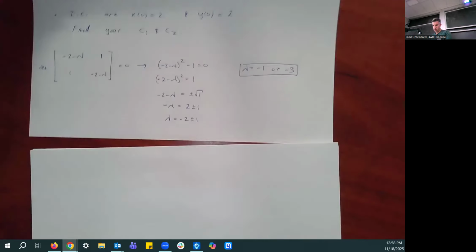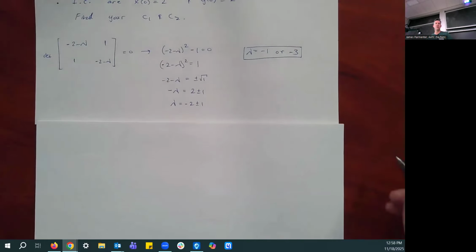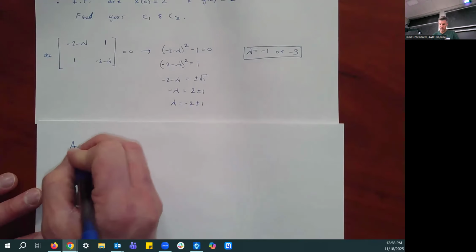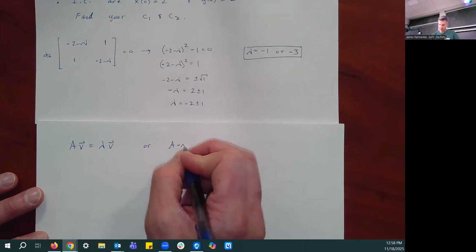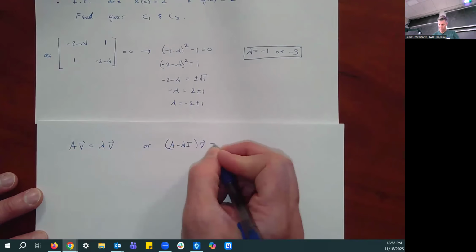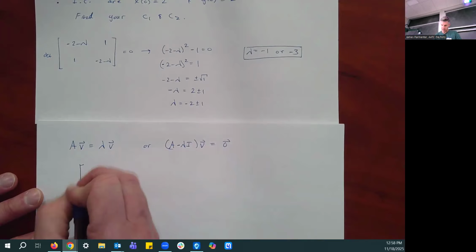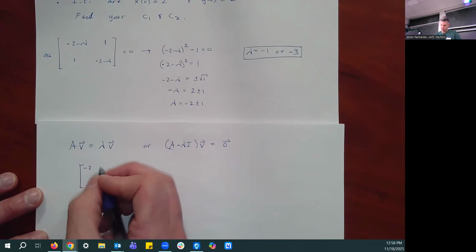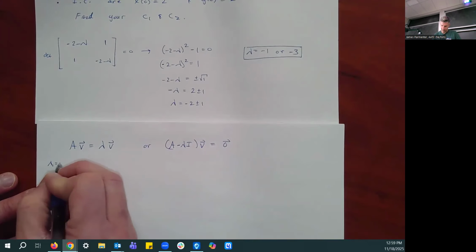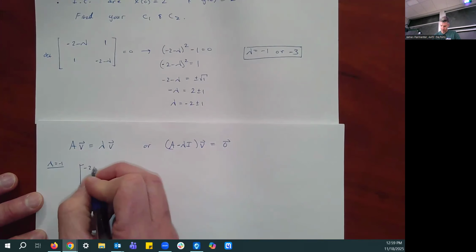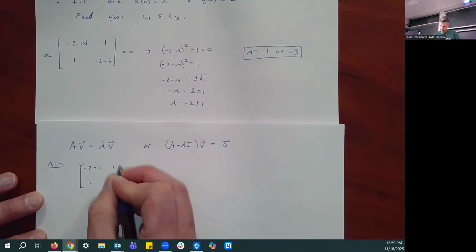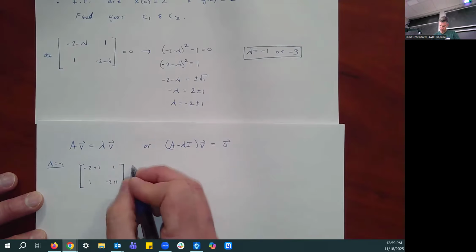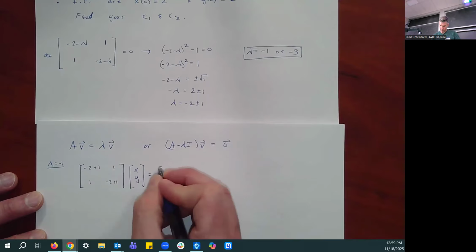Eigenvectors. Let me go ahead and find them the other way. I don't usually like to do it this way, but if you like doing it that way, you can be reminded of how that works. So instead of doing my matrix times my eigenvector equal to lambda times my eigenvector, I'm going to do A minus lambda I times the eigenvector I'm looking for equal to the zero vector. So let's do lambda equal to -1 first: -2 minus -1, 1, 1, -2 minus -1, times the vector you're looking for equal to the zero vector.